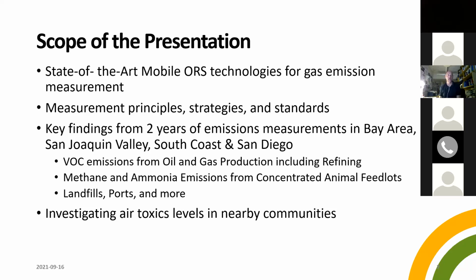Looking at industrial emissions, oil and gas production, CAFOs, emissions from concentrated animal feedlots of both methane and ammonia, and then a whole bunch of small sources like landfills and ports and things like this. And we have also done investigation. We've done mapping of air toxic levels in nearby communities to some of these big sources.